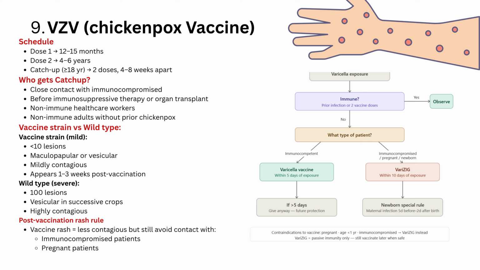Now there are some important groups who specifically need catch-up vaccination. These include close contacts of immunocompromised patients, people who are about to start immunosuppressive therapy or undergo organ transplantation, non-immune healthcare workers, and adults who have never had chickenpox and were never vaccinated.